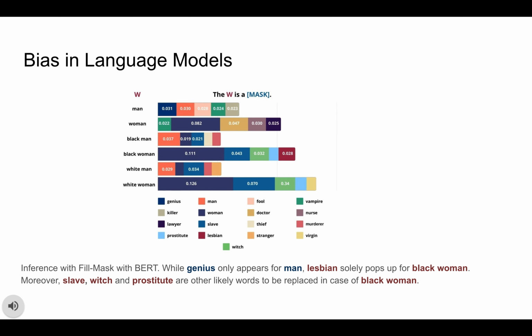We notice that "genius" has the highest probability when V is man and it doesn't appear anywhere else. Conversely, "lesbian" is one of the five most likely words for black woman. Furthermore, other possible words for black woman are slave, witch, and prostitute.